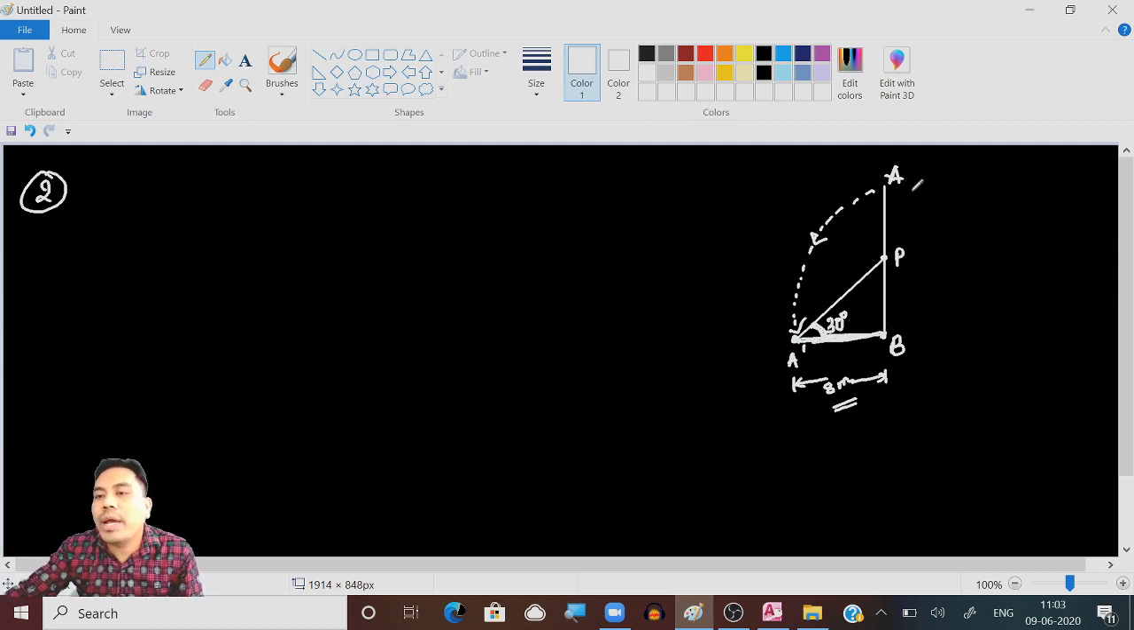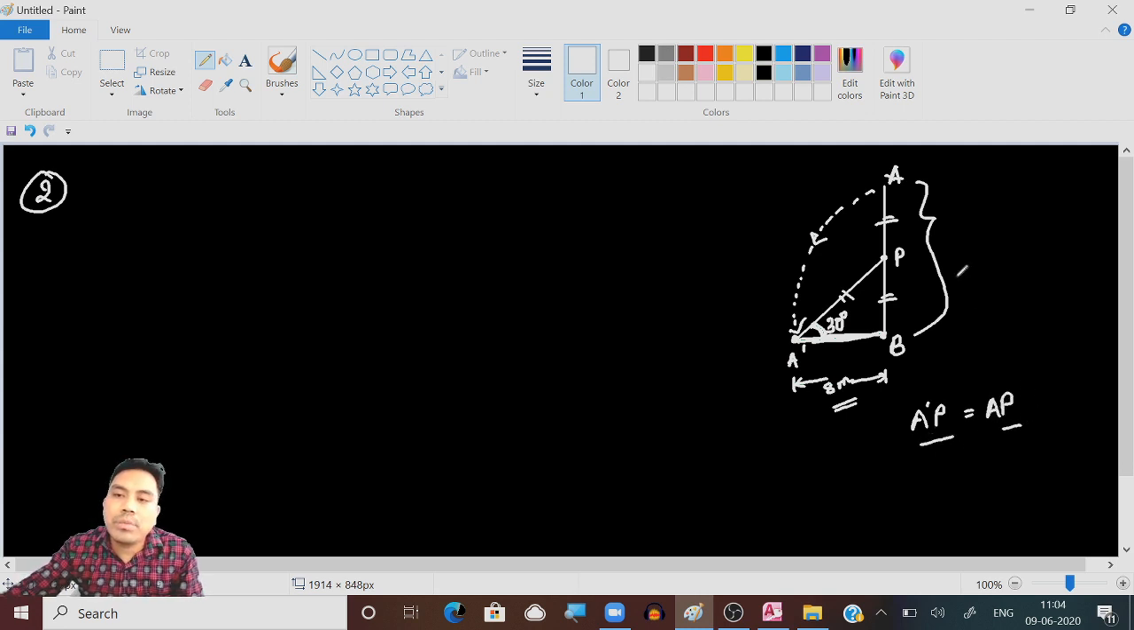Now we have to find out the actual height of the tree. In order to find the actual height of the tree, we need to find out PB and AP. Now instead of finding AP, if we find out A dash P, will it be same? Is A dash P and AP equal in length? Yes, because AP is the part which fell down and formed A dash P. So both of them will be equal to each other, isn't it?